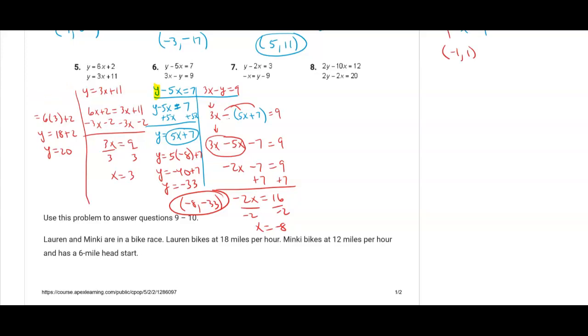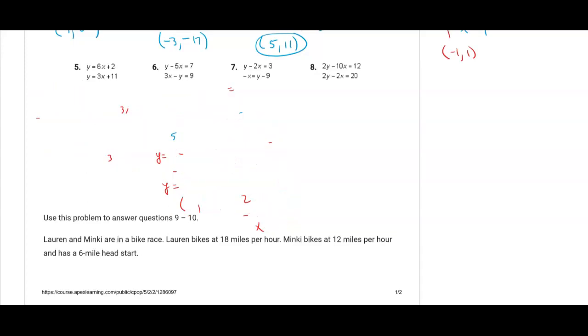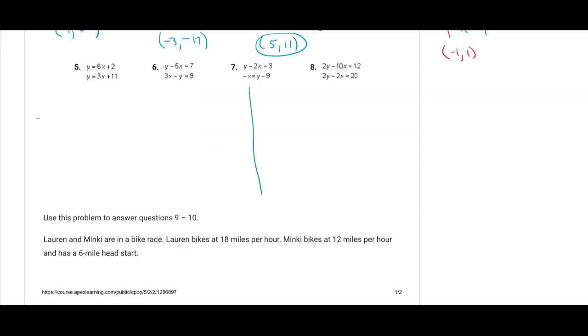Okay, now I'm going to erase some of this to give me more room. But the next one, I look here, I'm going to write my two equations up here. y minus 2x equals 3. Then negative x equals y minus 9.